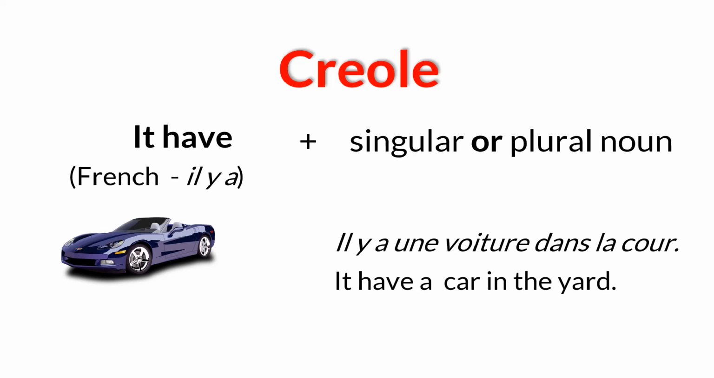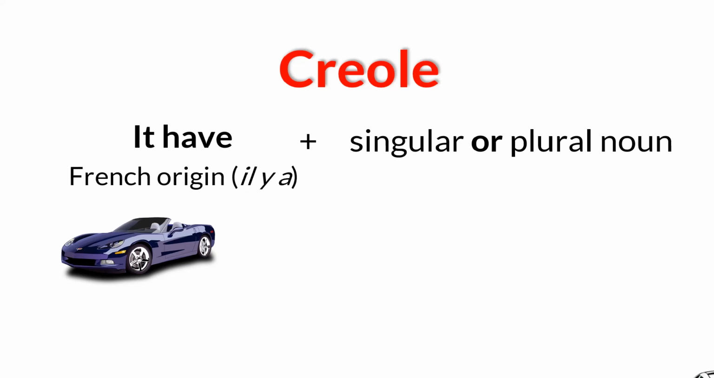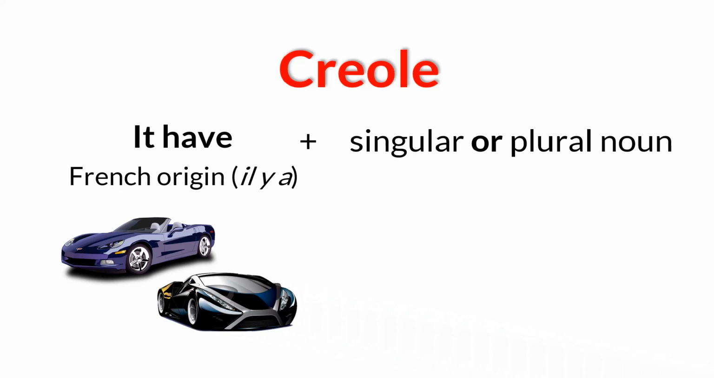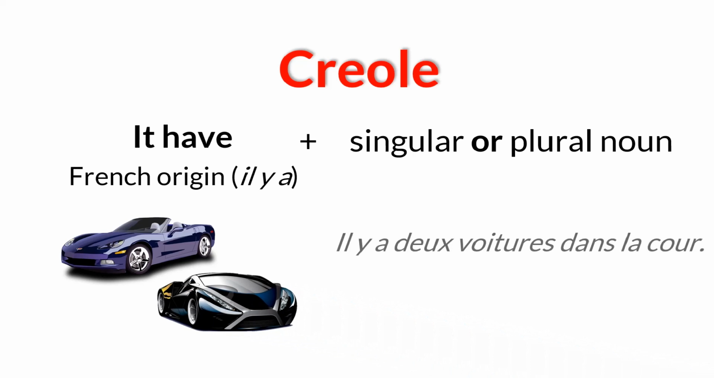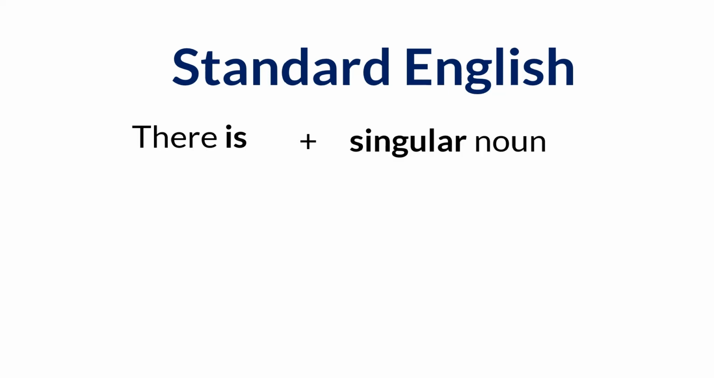Now let's say another car joined the first car in my yard. I might say in French, il y a deux voitures dans la cour. The Creole version is the translation, it have 2 cars in the yard. Whereas the Creole it have remains the same regardless of the noun that follows it, the Standard English versions are a bit different. In Standard English, we use there is plus a singular noun and there are plus a plural noun.